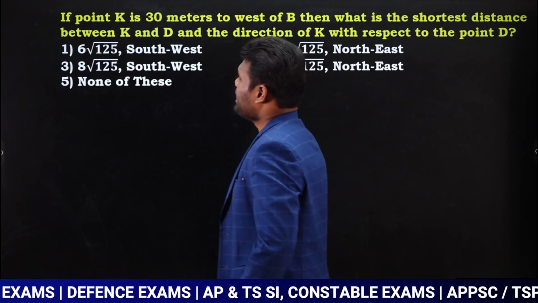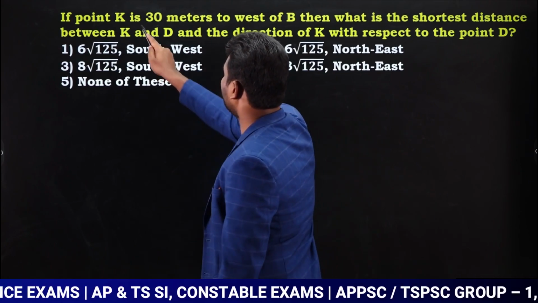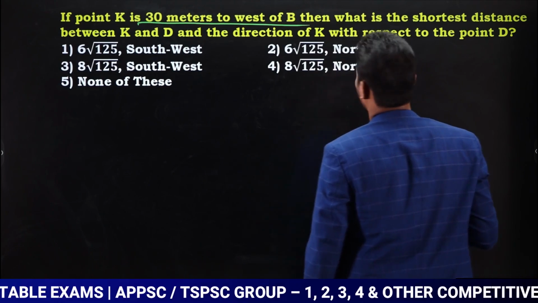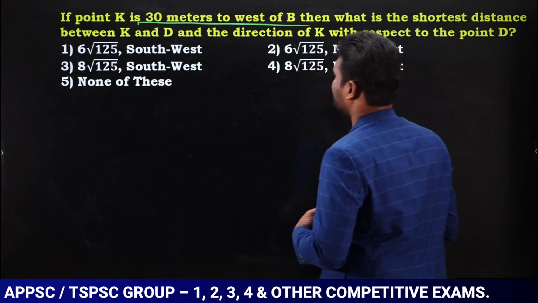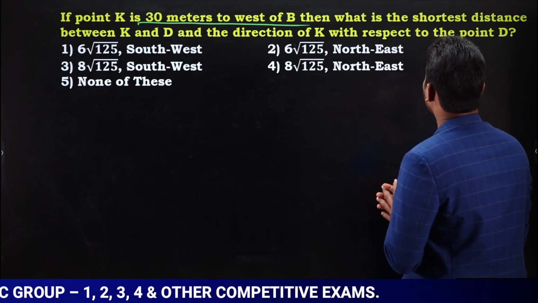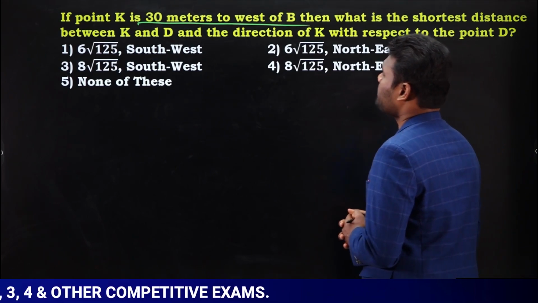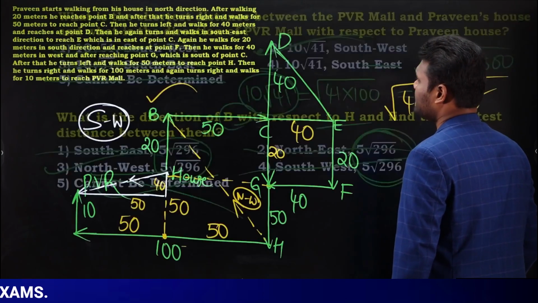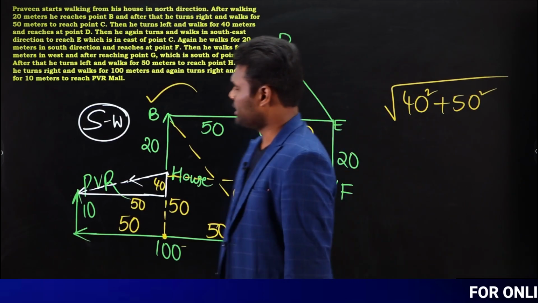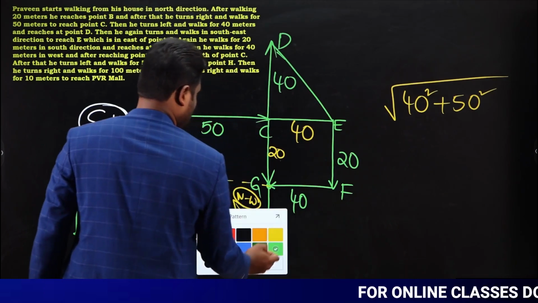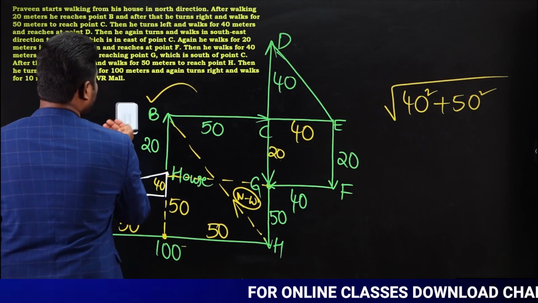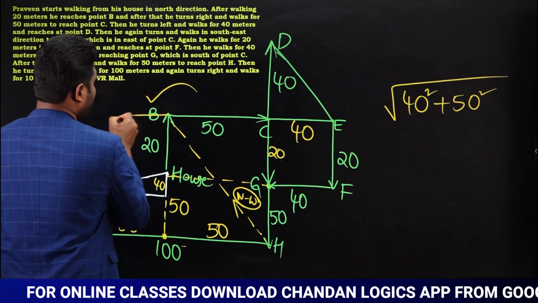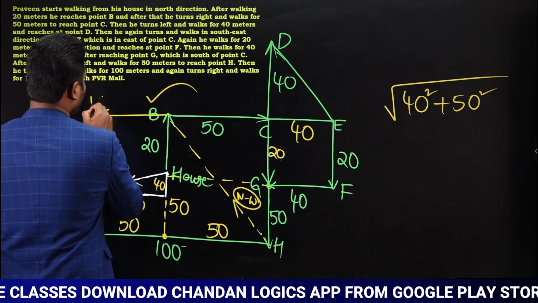The next question is what? If point K is 30 meter to the west of B, then what is the shortest distance between K and D and direction of K with respect to D? It is said that point K is 30 meter to the west of point B. Look here, this is point B. Point K is 30 meter west of point B. So for B, 30 meter west, this is point K.